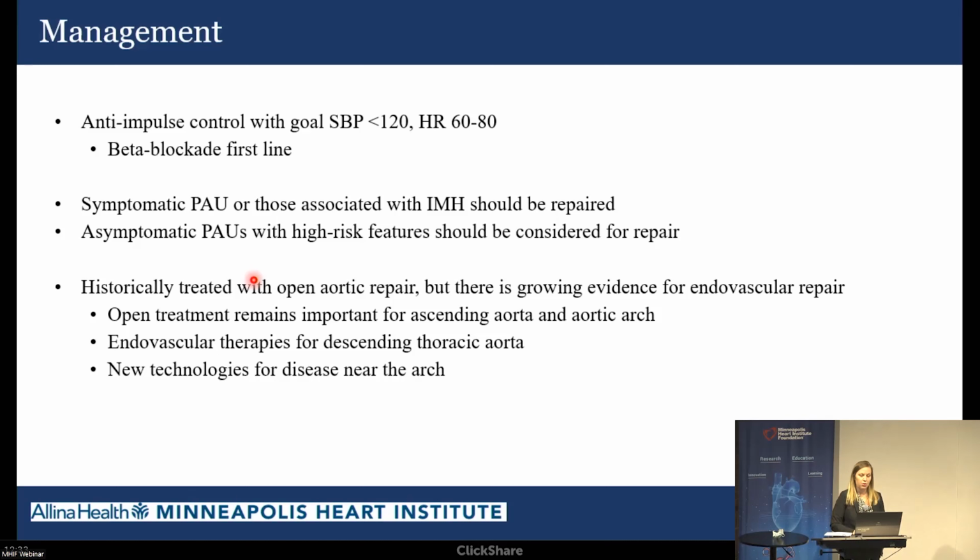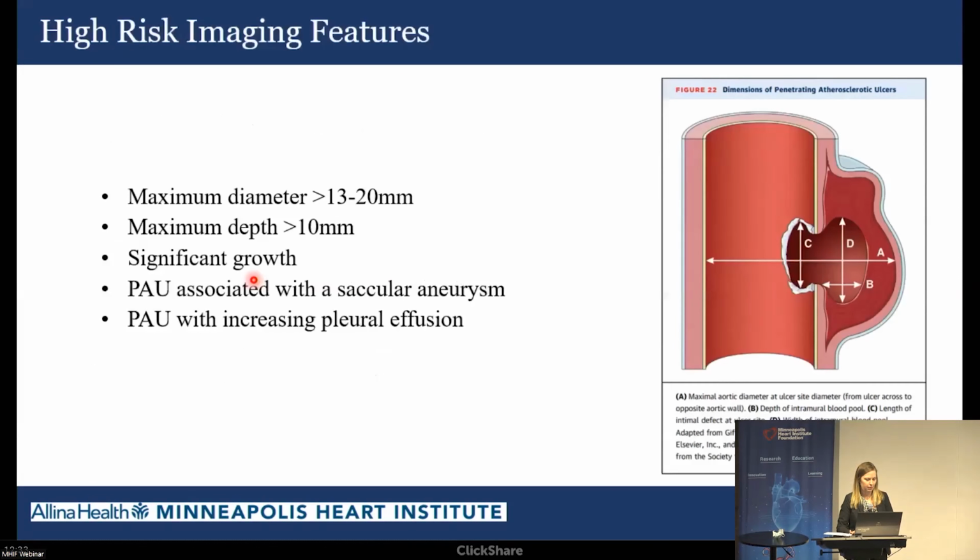Historically, these were treated with open repair, but there's growing evidence for endovascular repair as well. These patients are often comorbid with multiple medical problems, and you can imagine that the morbidity and mortality of open operations in this population remains quite high. Therefore, there is a lot of need for endovascular therapies. When thoracic endovascular grafts came out, this was a really good technology for that. And there are even newer technologies that are encroaching towards the left subclavian artery.